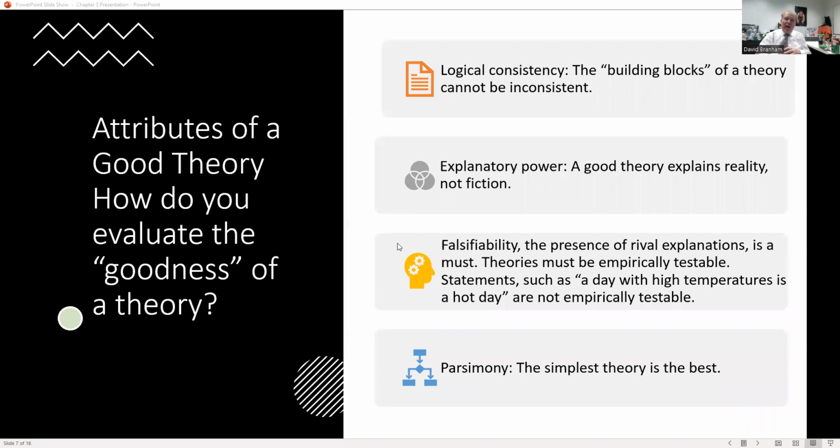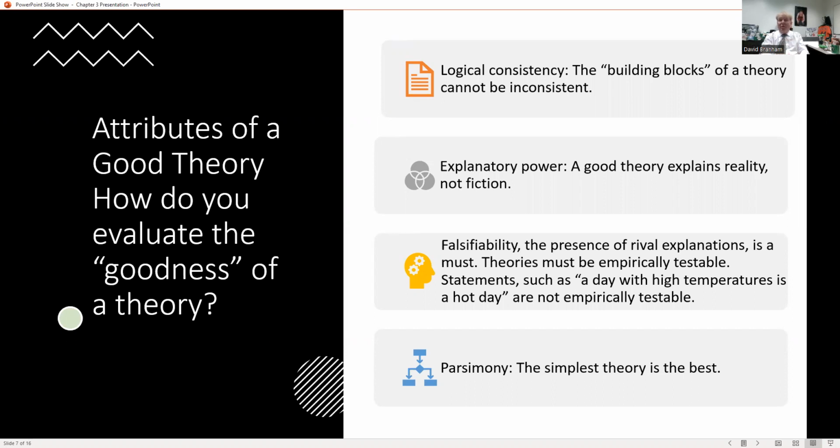Attributes of a good theory. How do you evaluate the goodness of a theory? Well, first, I think I mentioned this on an earlier slide, but we really need to have logical, consistent building blocks in a theory. If there isn't consistency in those building blocks, those parts of the theory that are vital to it actually being true, then the theory itself will not be good. People will not believe it. So it's important when you build your theory to build it on things that are logically consistent.